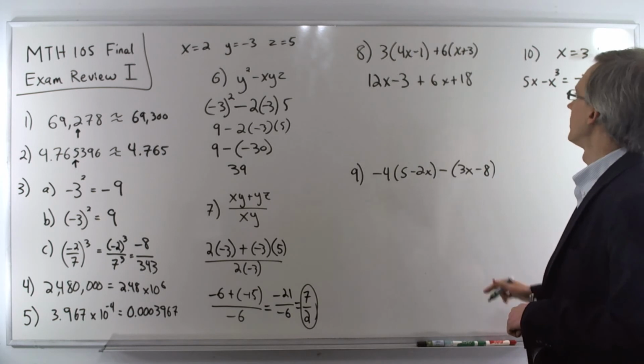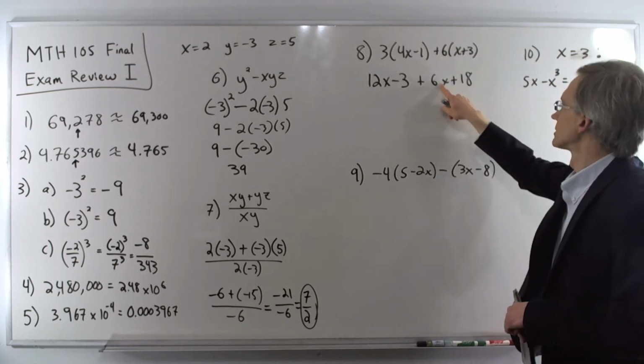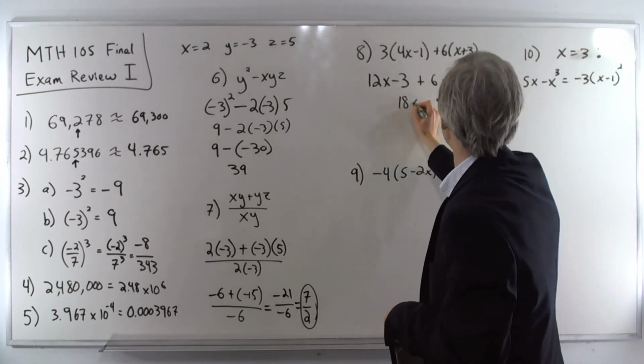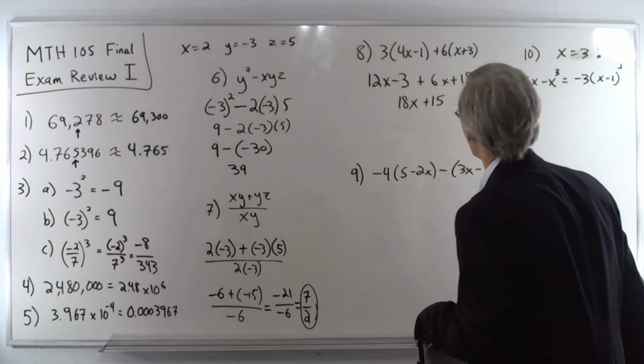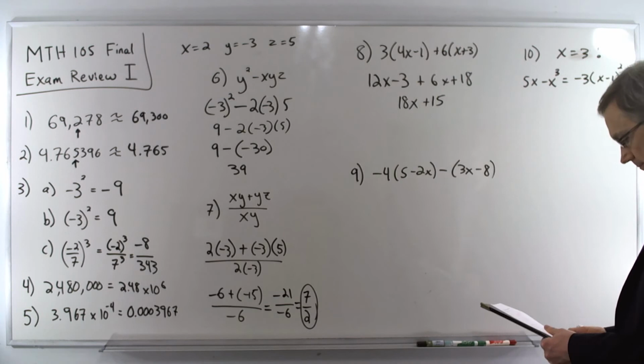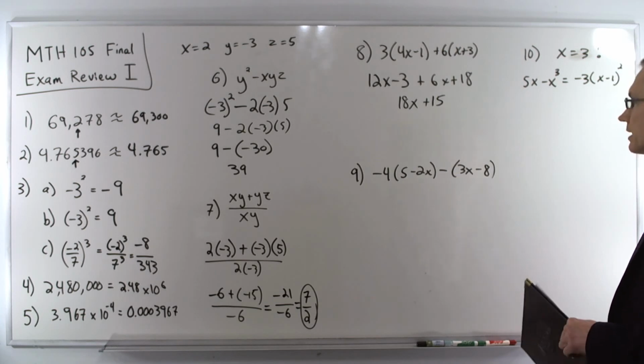And now we can combine the like terms. We've got 12x and 6x, that's 18x, negative 3 plus 18 plus 15. 18x plus 15.